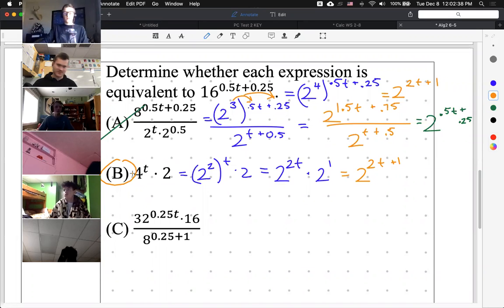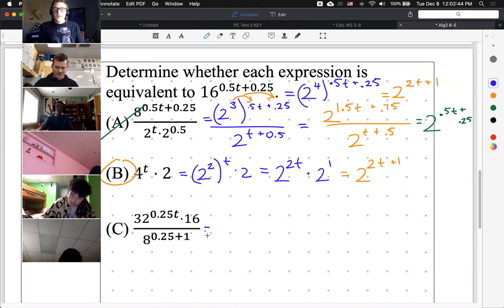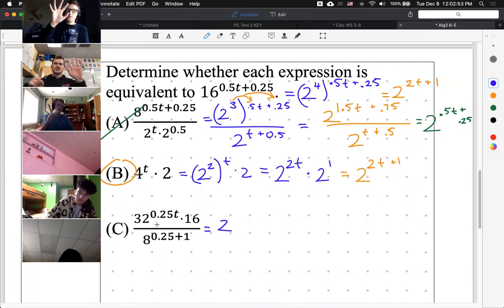So it's the same thing over and over again. This one has the most steps to it out of all of them. All right, I need to rewrite these with the same base. So obviously I need to have 2 to some power. 2 to what power is 32? Raise the number of fingers. If you need a second hand, you can use your second hand. I don't think you will.